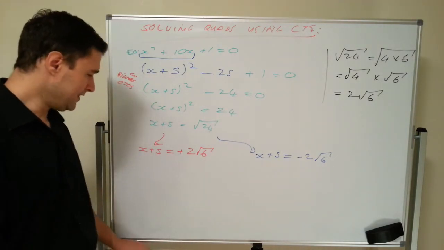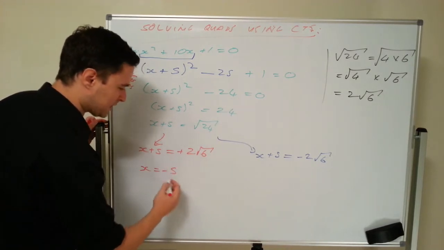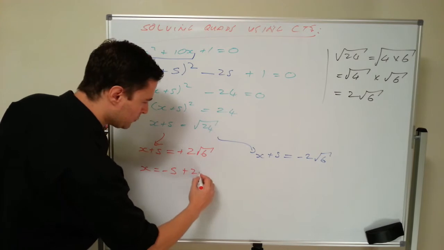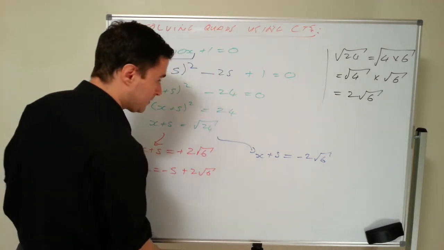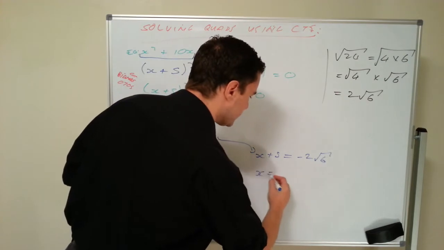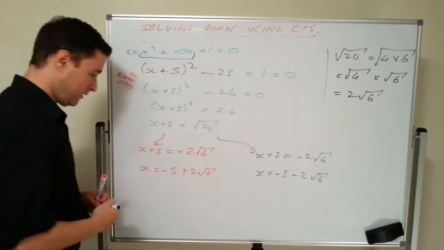And then I just tidy this up. I've got x equals negative 5, opposite of plus 5 is minus 5, plus 2 root 6. And on this side, I've got x equals negative 5 minus 2 root 6. Are you with me? Okie dokie.